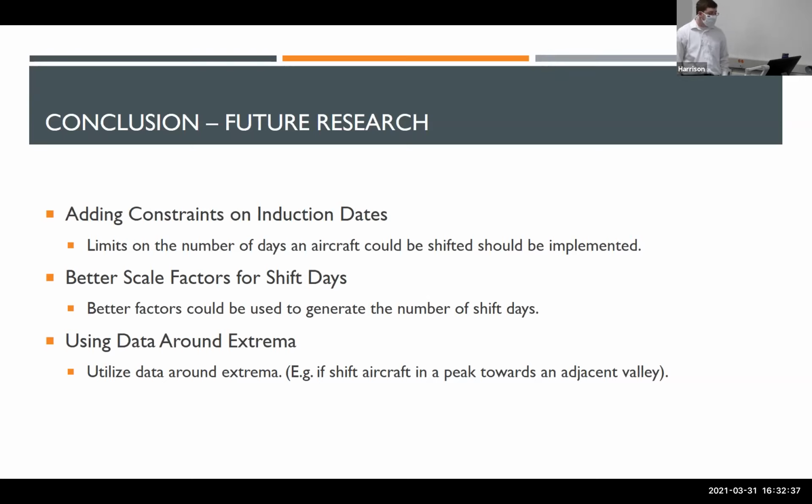Finally, future researchers could utilize the WIP data around an extrema. Currently, only the WIP at the extrema is being used in the heuristic, and crucial information about the WIP around it is being ignored. For example, if the algorithm sees that there's a valley adjacent to a peak, it could shift the aircraft from the peak in the direction of the valley. Currently, the aircraft in the peak area are being dispersed without regard to their surroundings.